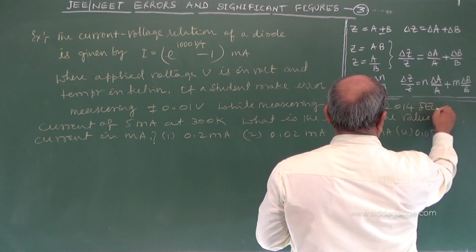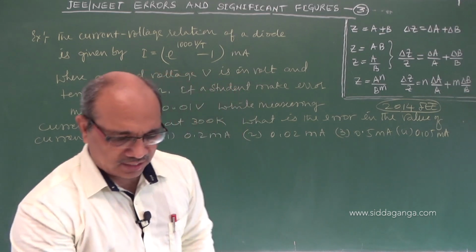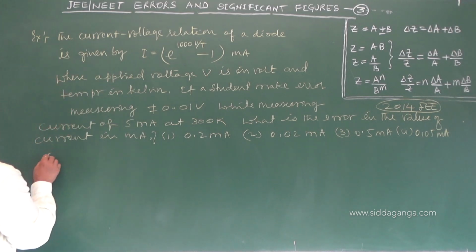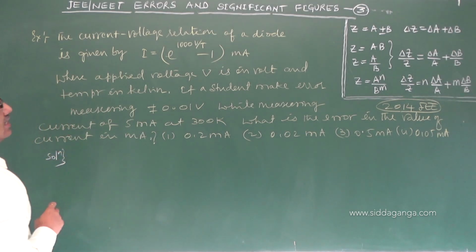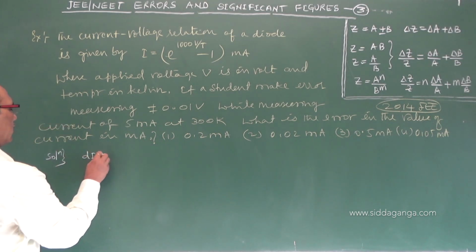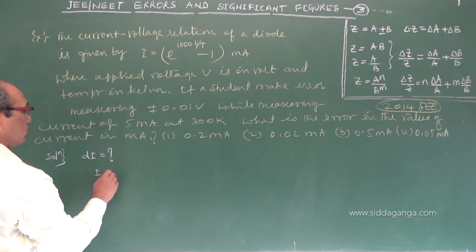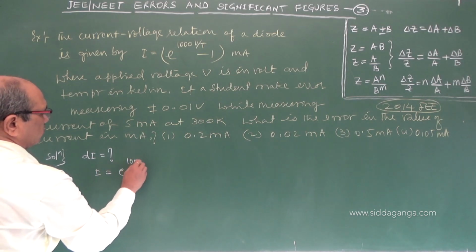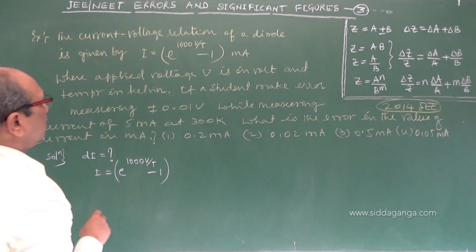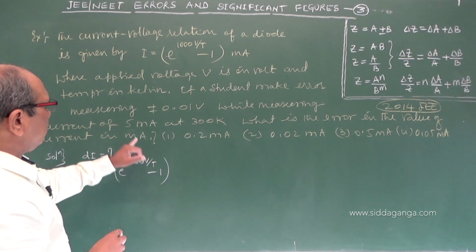This is a 2014 JEE paper question, which appeared in 2014. It is about measurement of error in measuring the current, the voltage and current relation. So the question is on measuring dI, because this is what we want. To find dI, you are given the equation I is equal to e to the power of 1000 volt by T minus 1, and at 300 Kelvin it is 5 milliamps.